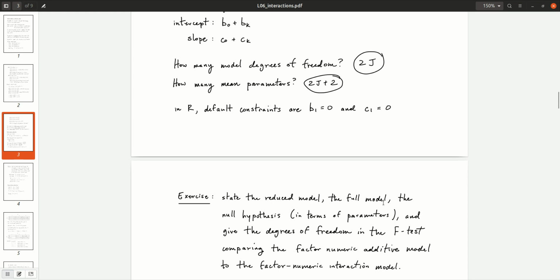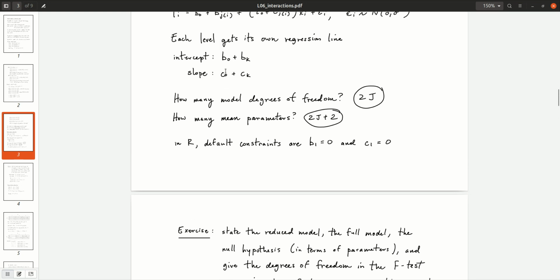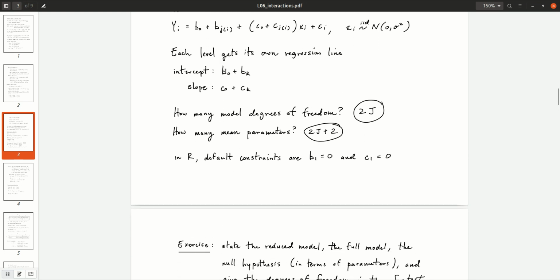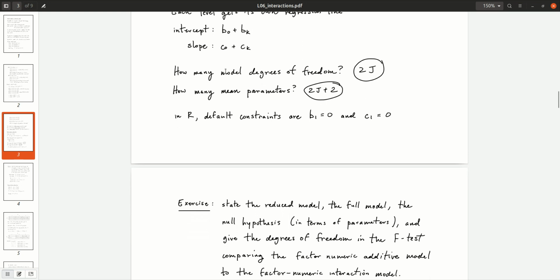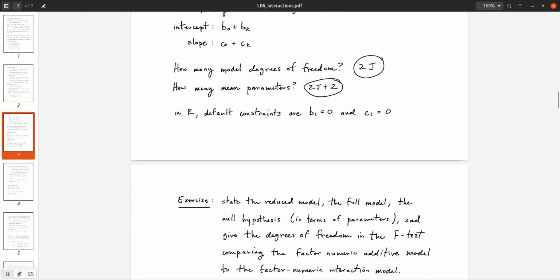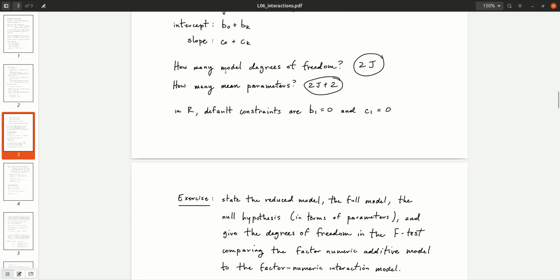So above we gave the factor-numeric interaction model. We talked already about the factor-numeric additive model. So if you were going to do an F-test to compare those two models, we have to state the reduced model and the full model. That's what's given to you. State the null hypothesis in terms of the parameters in the models, and give all the degrees of freedom for the F-test to actually carry out this F-test. So what I recommend is pause the video, write that out, and then unpause it, and the answer will come immediately after.